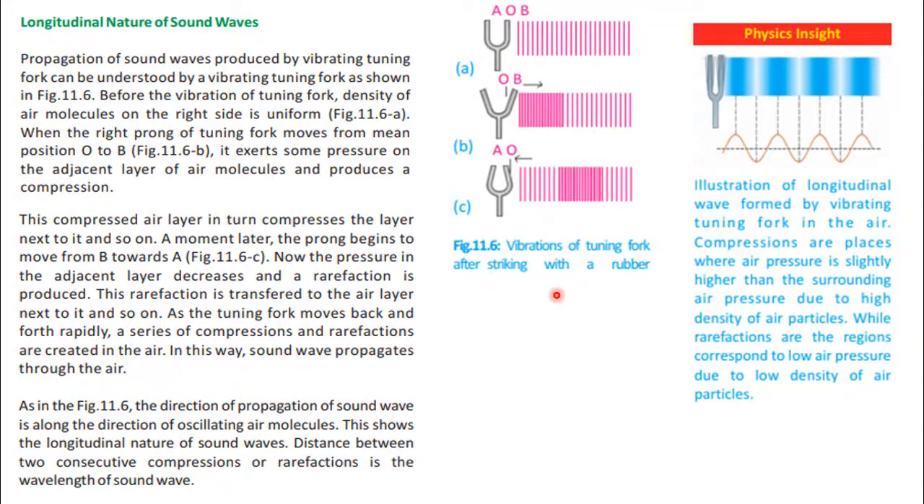And this shows that the sound wave has longitudinal nature. As we discussed before, the distance between two consecutive compressions or rarefactions is called the wavelength of the wave. In this figure, the longitudinal wave is shown that is formed by the vibrating tuning fork in the air. Compressions are the places where air pressure is slightly higher than the surrounding air pressure due to high density of air particles, while the rarefactions are the regions corresponding to low air pressure due to low density of air particles.